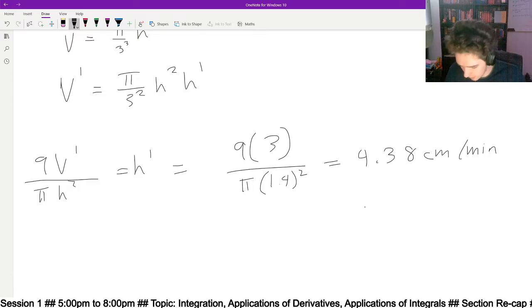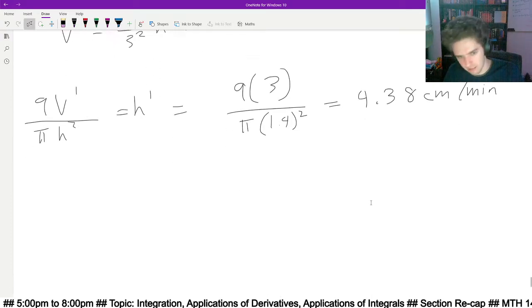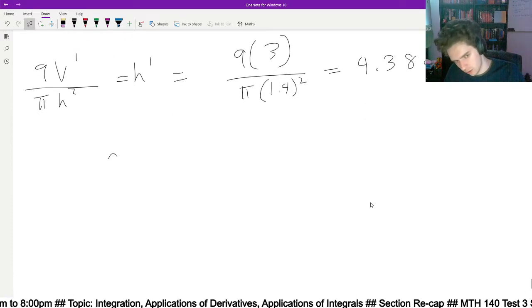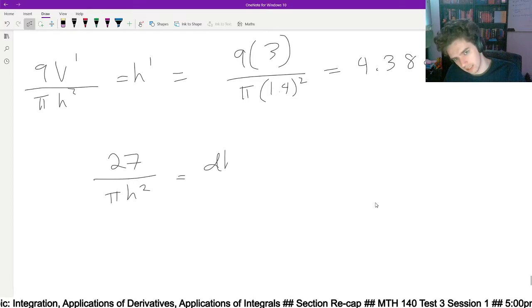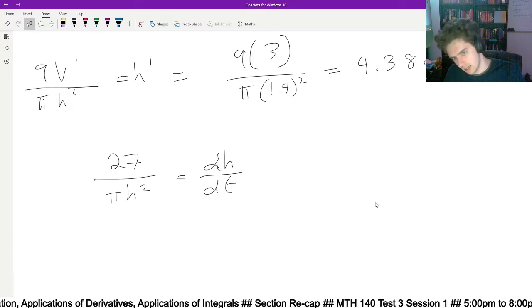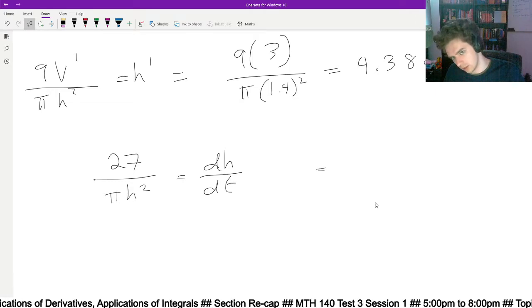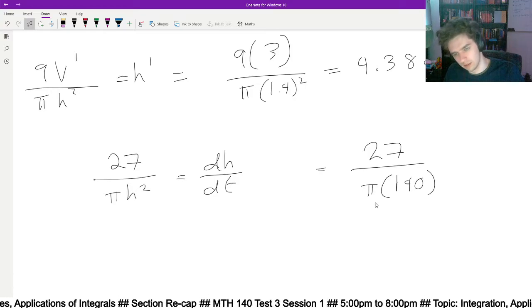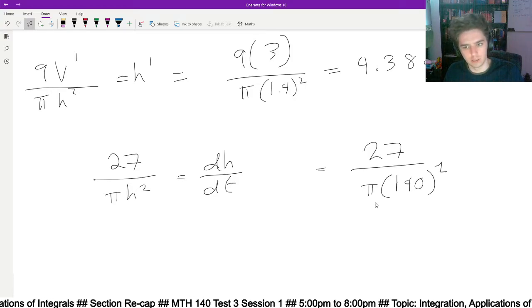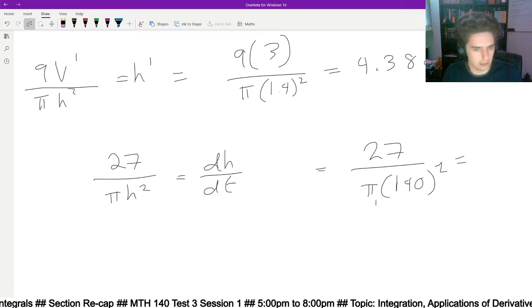There's no way that one. So this is what I had. I have as the final answer 27 over pi h squared equals dh dt, and then equals 27 over pi times 140. I must have just forgotten to put a square, and then we'd get the same answer.